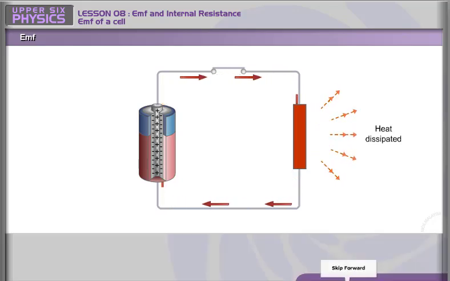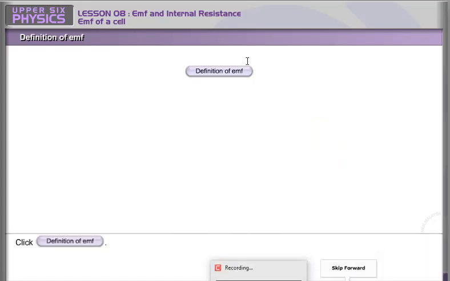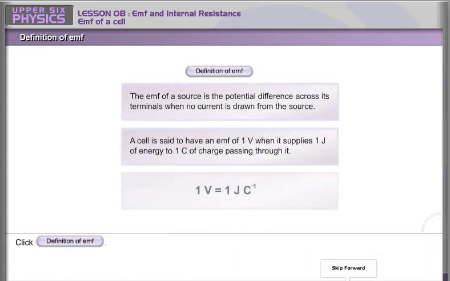Understood? So what is the definition of EMF? EMF of a source is the potential difference across its terminals when no current is drawn from the source. When there is no current flow yet and you take the potential difference across the cell, that is the EMF of the cell. A cell is said to have an EMF of 1 volt when it supplies 1 joule of energy to 1 coulomb of charge passing through it.